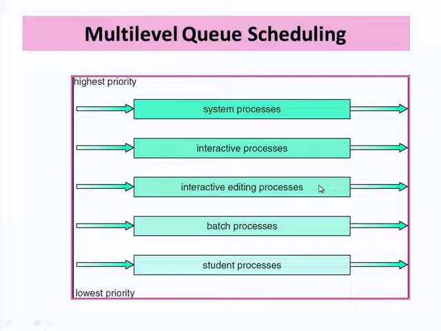And if I am serving one particular queue, this is another question. Assume that I'm serving this queue now. How should I serve this queue? Should I serve it based on first come first serve, or round robin, or any other scheduling policy? Which means each queue also has its own scheduling policy. So all of these are questions.